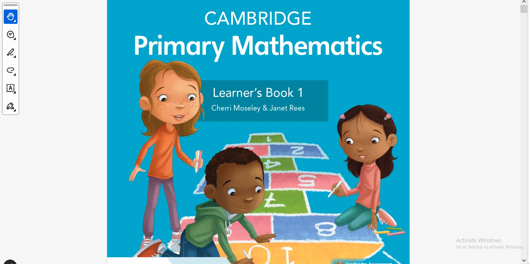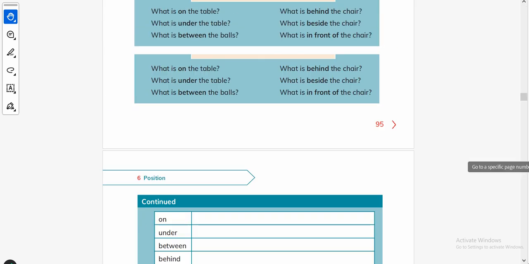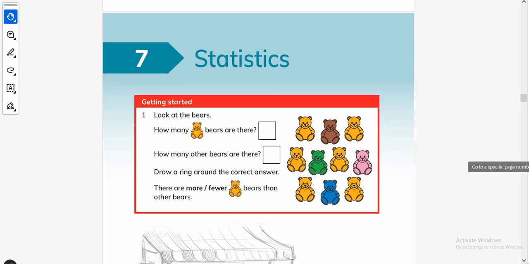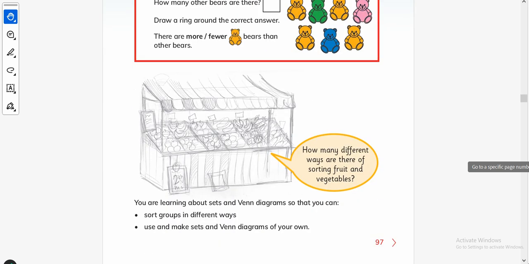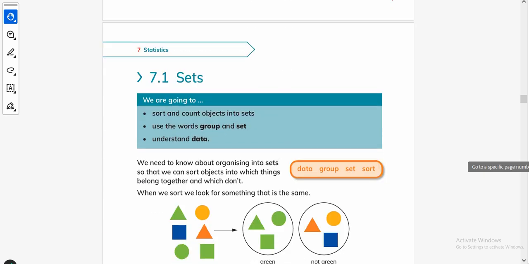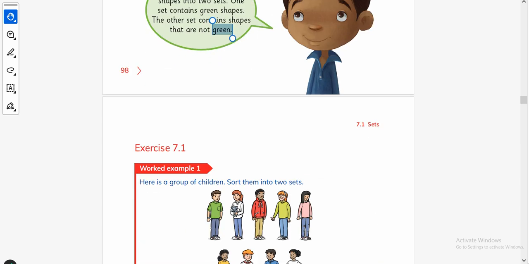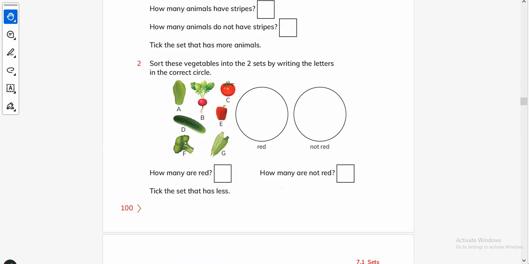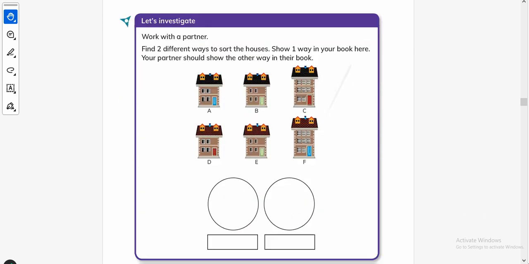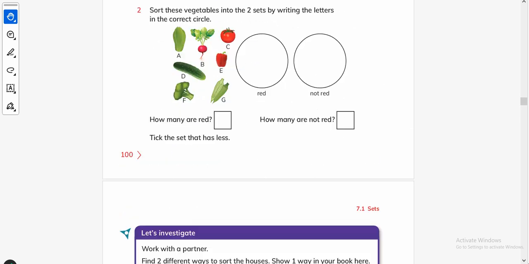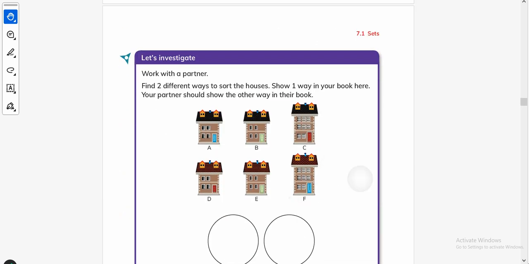In my last video, we discussed the chapter Statistics. At grade level 1, statistics only means sorting things, putting them into different groups and making different sets, with a little bit of use of Venn diagrams. So let's start with page number 101 today. Last time we did till here. Okay, let's investigate.